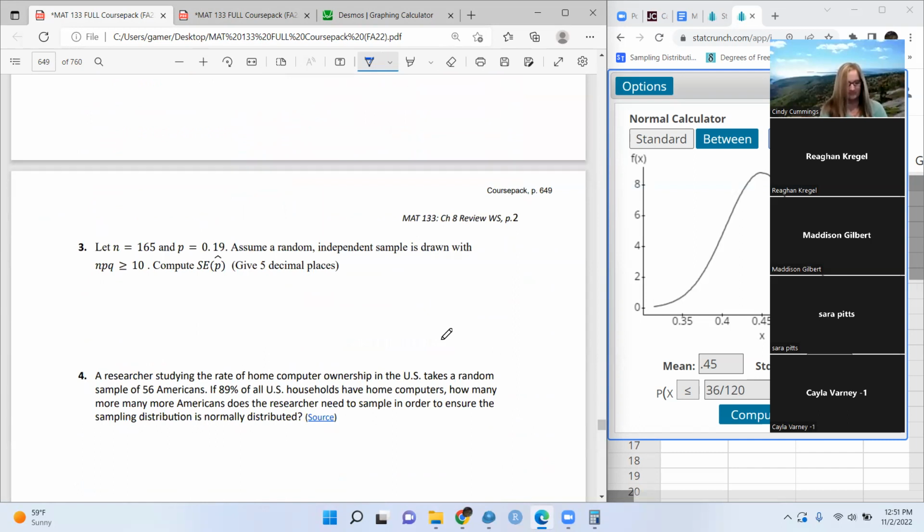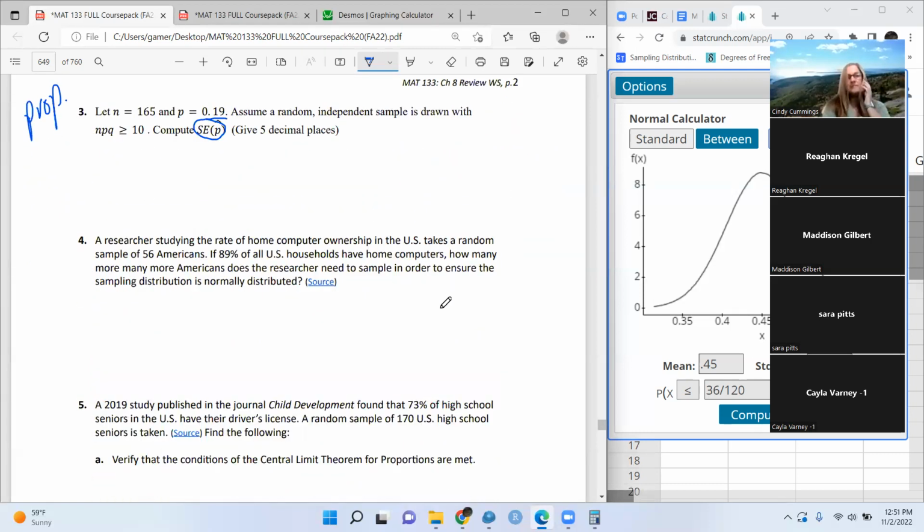Okay, how about number 3? Mean or proportion? It has the p hat, so proportion. Nailed it. Good. I'll shorthand prop. Okay, number 4, mean or proportion?